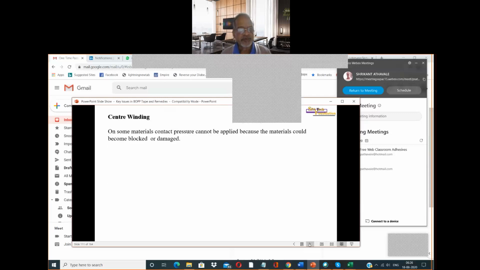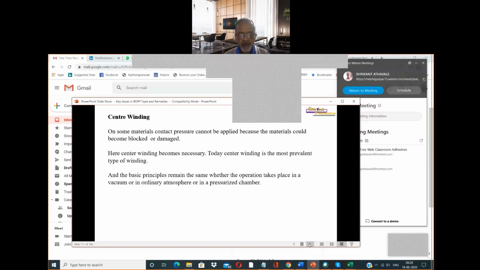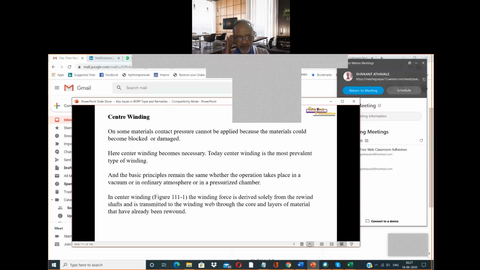Now let us see something about central winding. On some materials, contact pressure cannot be applied because the materials could become blocked or damaged. Here, central winding becomes necessary. Today, central winding is the most prevalent type of winding, and the basic principles remain the same whether the operation takes place in a vacuum, in ordinary atmosphere, or in a pressurized chamber. As far as BOPP tapes are concerned, it is done in ordinary atmosphere.